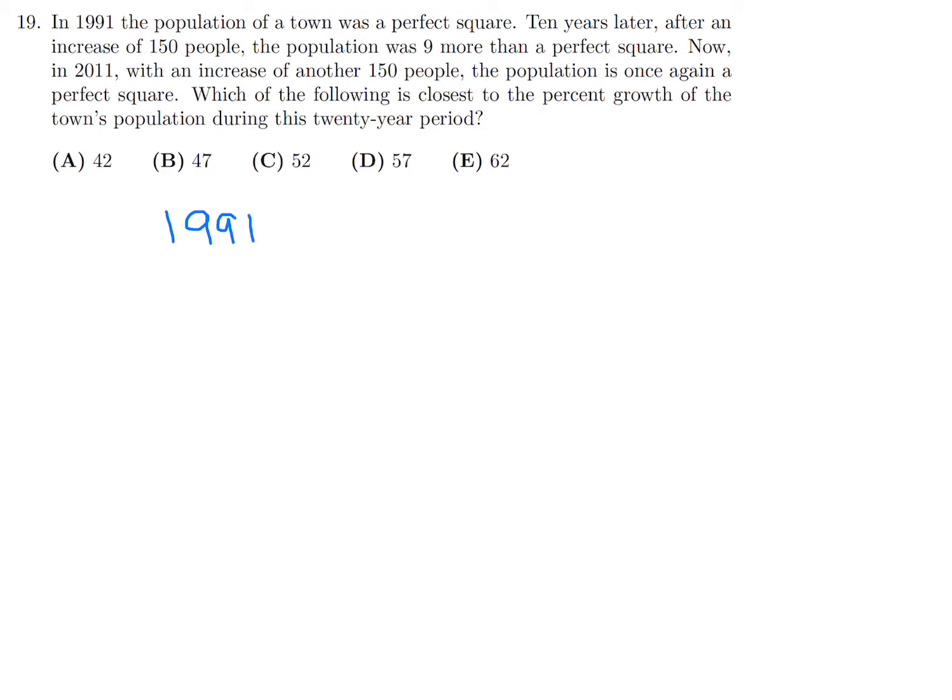1991. I was in high school back then. The population, I don't know what it is, so I'll just call it n squared because they're saying that it was a perfect square. 10 years later, in 2001, it's now 150 more. Population has increased by 150, but they're saying now it's 9 more than some perfect square. So obviously it's a different perfect square, so I'll call it m squared, and it's 9 more than that.